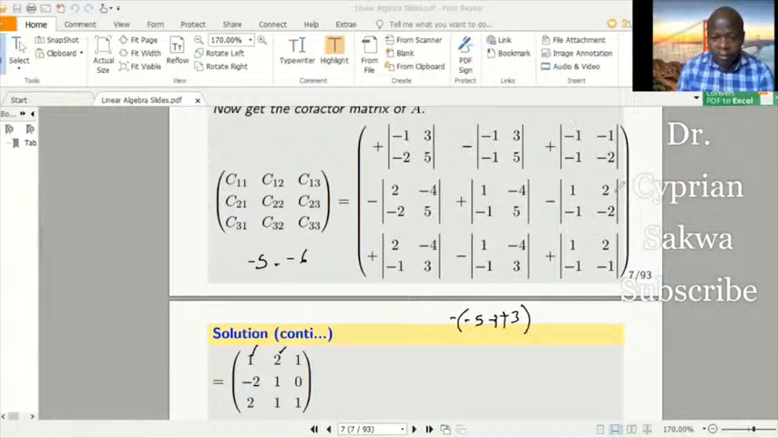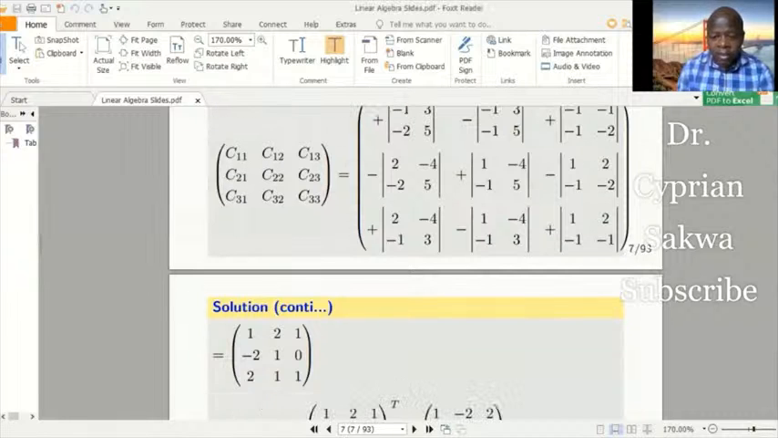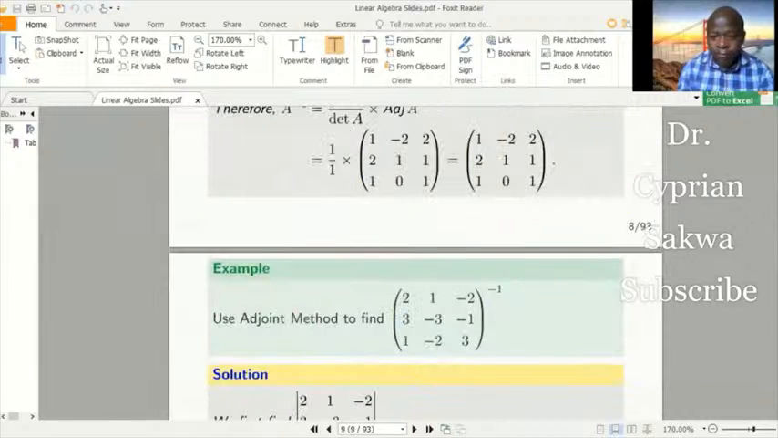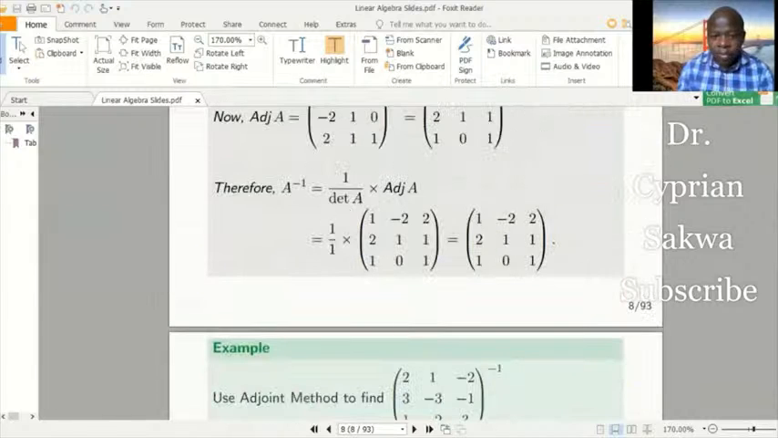What about this? This will be 2 minus 1. The sign here is positive, so it's 1. So we do that for all the elements, and this is the cofactor matrix. So remember, we said once you have this cofactor matrix, you get its transpose. And so what is the transpose of that?